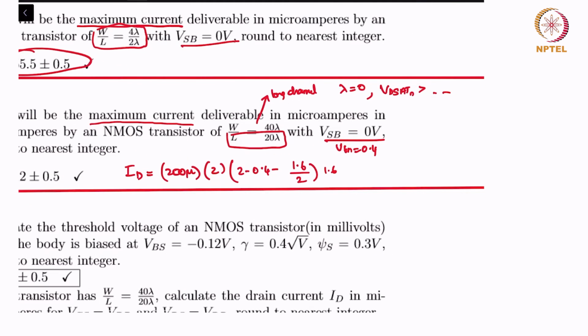So of course now the inside will simplify to 1.6 minus 1.6 by 2, which is 1.6 by 2, which is 0.8. Plugging this into the calculator, and of course we have not taken the channel length modulation because lambda is equal to 0. Now plugging this into the calculator, we've got 200 micro into 2 into 0.8 into 1.6, which is 512 micro.